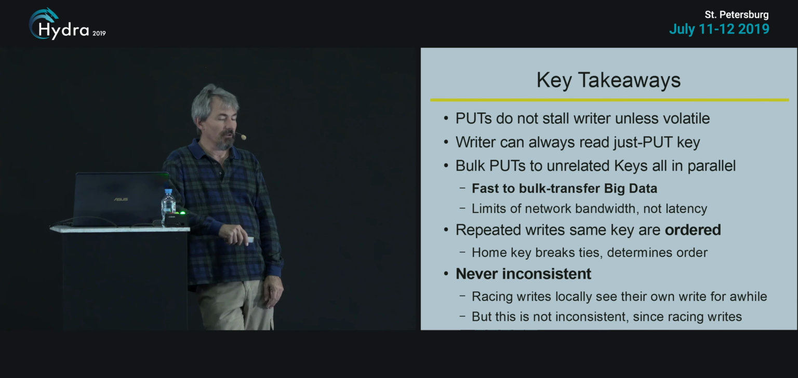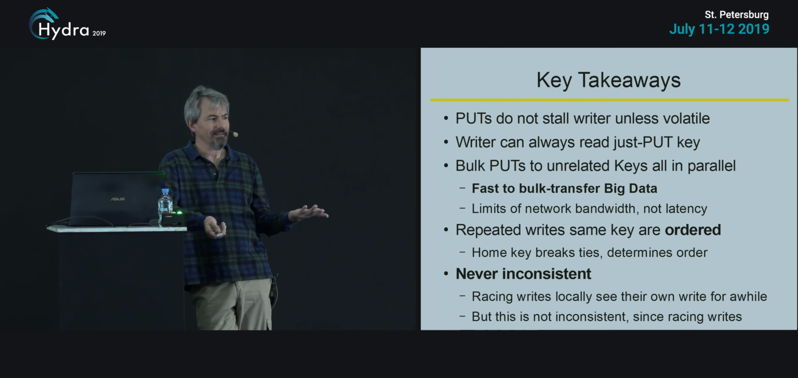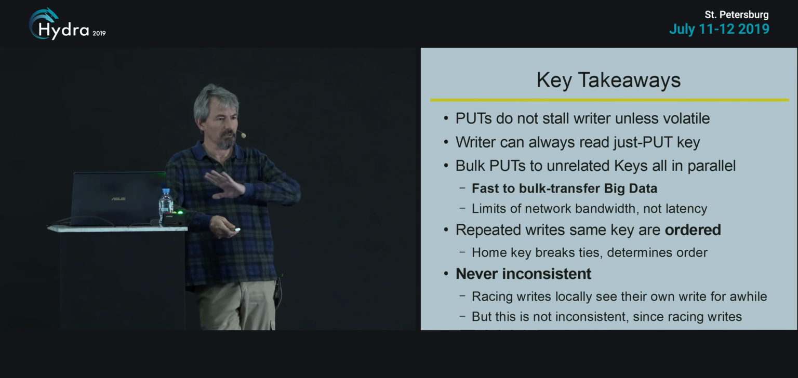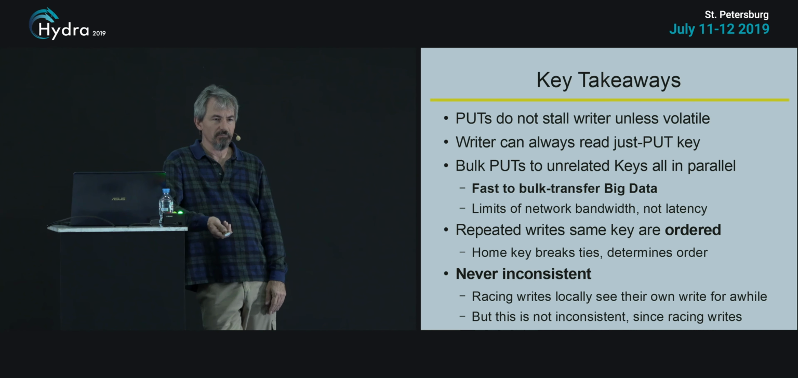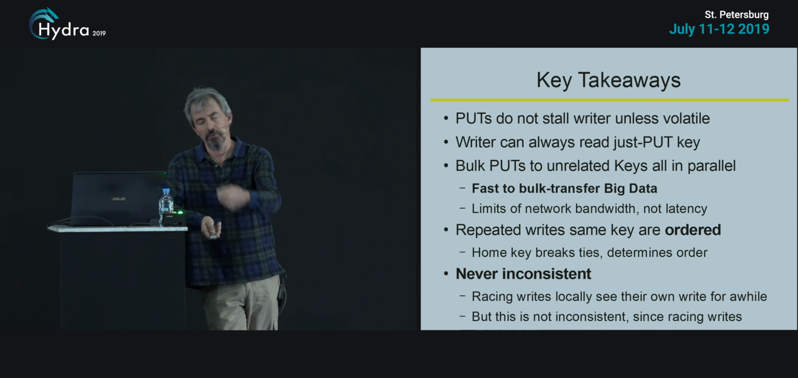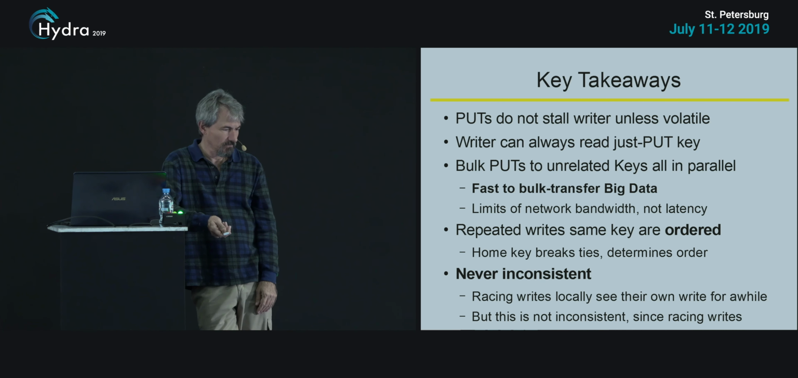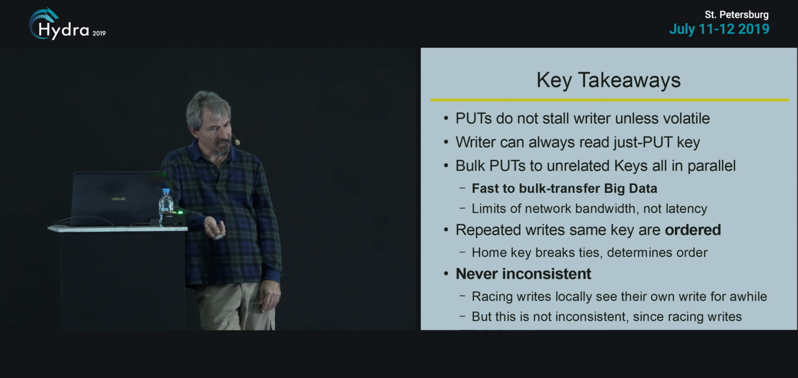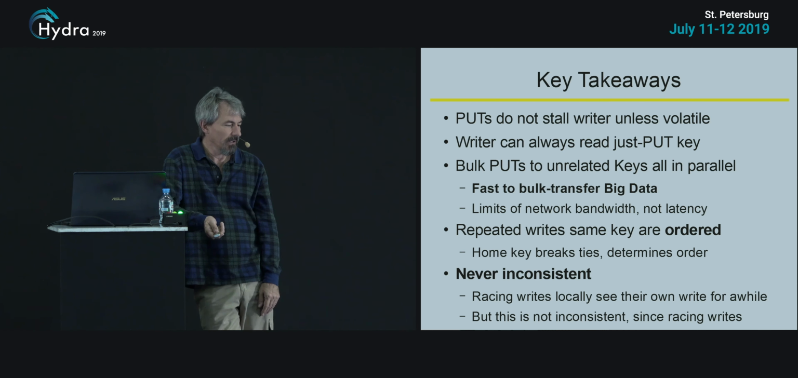So non-volatile puts, which totally happen, especially for big data temporaries where I'm going to bulk puke out a ton of data, no one stalls. In particular, the writer doesn't stall. He can go write, and he can write another one, and another one, as fast as he can dump them out to the network. But that's consistent locally. If I do a get against a put I just did, I'll get it directly.